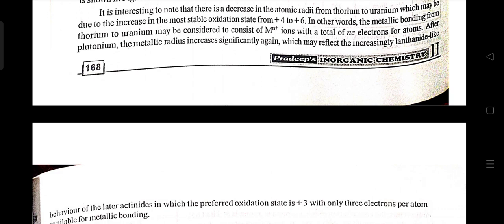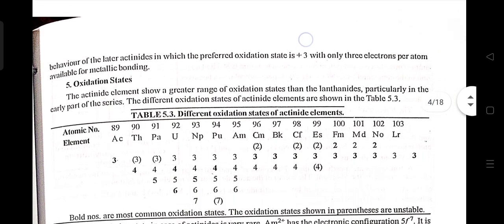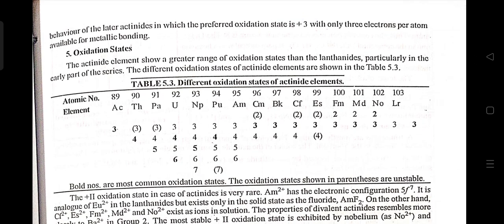After plutonium, the metallic radius increases significantly again, which may reflect the increasingly lanthanide-like behavior of the later actinides, in which the preferred oxidation state is +3, with only 3 electrons per atom available for metallic bonding.